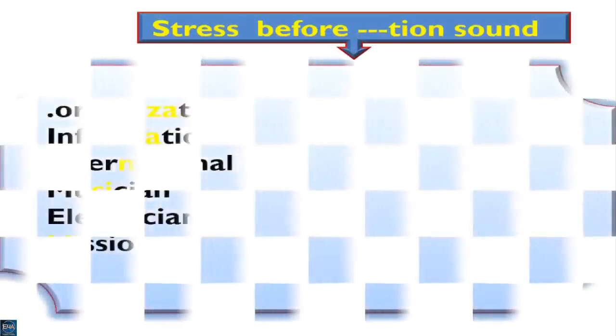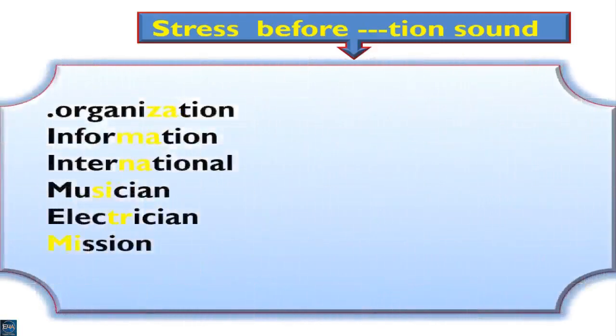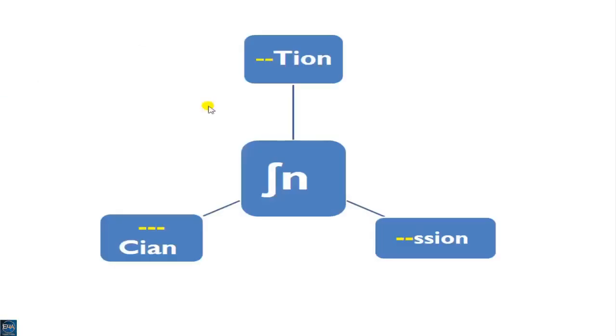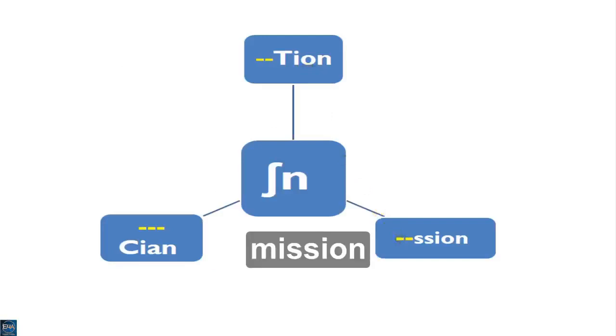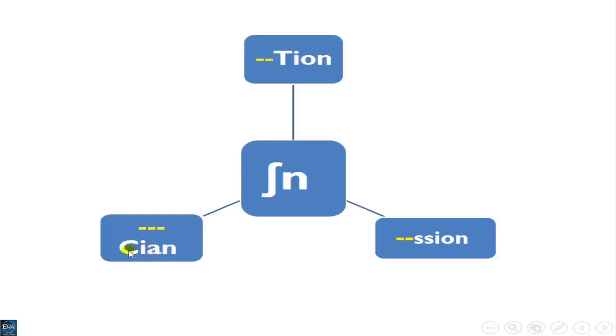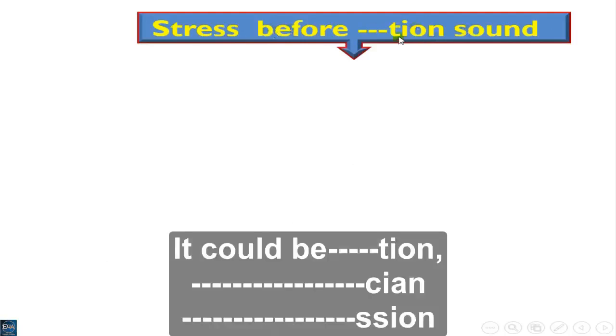In a word, we have a stress before the shan sound. Stress before shan sound. We said shan sounds, we can find them. Let's go back. Shan sound here. This is shan sound. T-I-O-N, shan. C-I-A-N, shan. S-S-I-O-N, shan. Organization, shan, T-I-O-N. Session, mission. Musician, so the C-I-A-N, shan. Stress before shan sound. It could be T-I-O-N, C-I-A-N, or S-S-I-O-N.